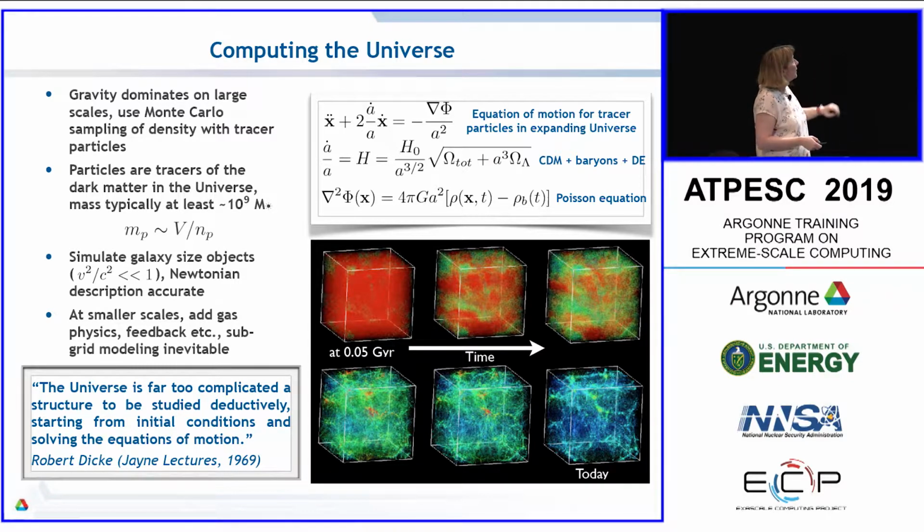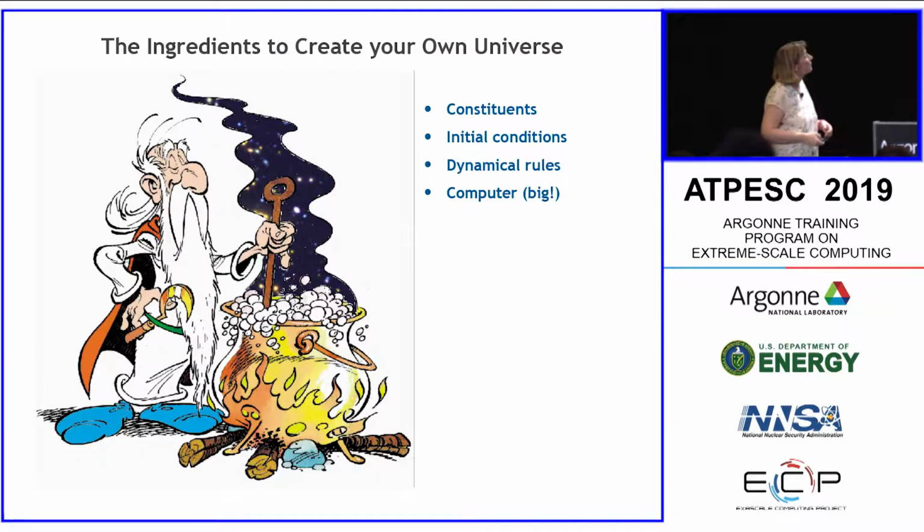A last point I want to make is that in 1996, Bob Dicke gave a lecture, and he said the universe is far too complicated a structure to be studied deductively, starting from initial conditions and solving the equations of motion. But this is exactly what we do today with these very large computers that we have at Argonne, Oak Ridge, and NERSC, and other places in the world. And that's really, really exciting. I mean, we have come a very long way.